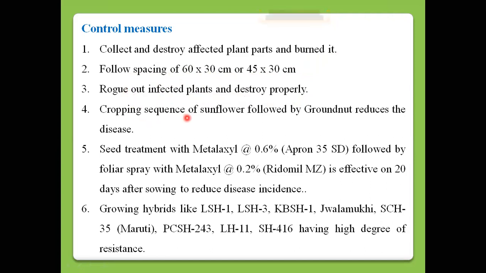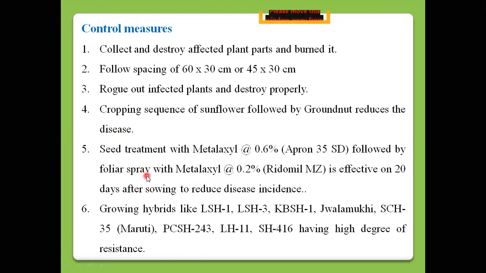Then cropping means crop rotation of sunflower by adopting groundnut as well. Then seed treatment, because this disease is also initiated through the use of infected seeds. So use disease-free seeds by applying fungicides. We take metalaxyl powder and apply it over the sunflower seeds. In this way, you can protect the seeds from fungal infections.